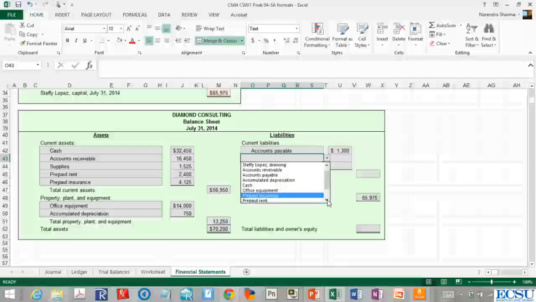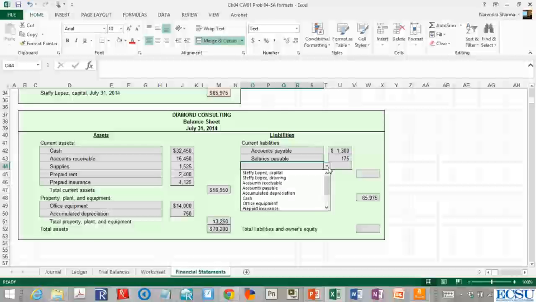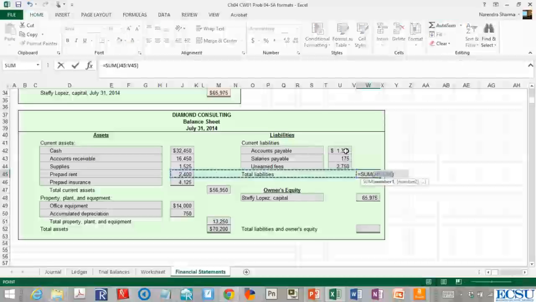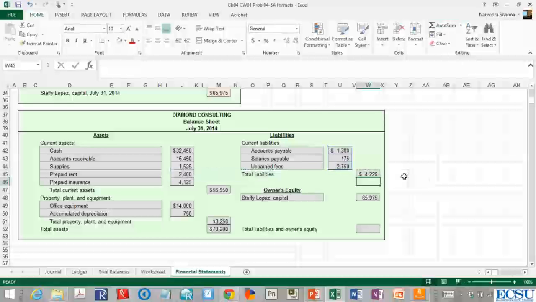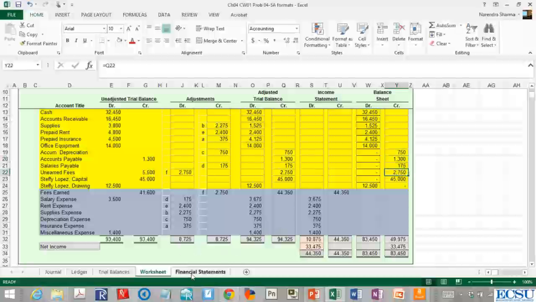Salaries payable was 175. And then unearned fees was 2,750. So if we add them up, we'll be getting 4,225. Let's check the unearned fees. Was it unearned fees was 2,750.